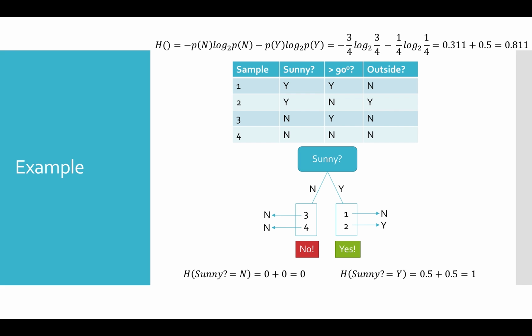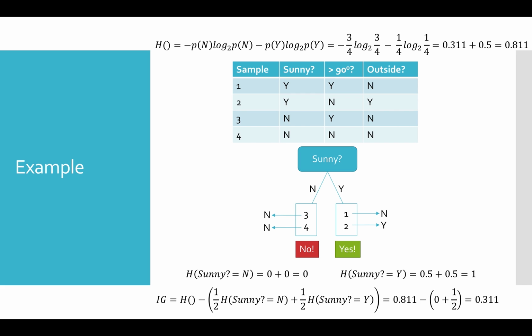Now on the right-hand side, we have the subset where Sunny equals yes, which includes samples 1 and 2. The entropy on this side is 1 because it's 50-50. Make sure you calculate that on your own and you also get 1. Now that I have the entropy of both of my sides after my split on Sunny, I can calculate information gain.